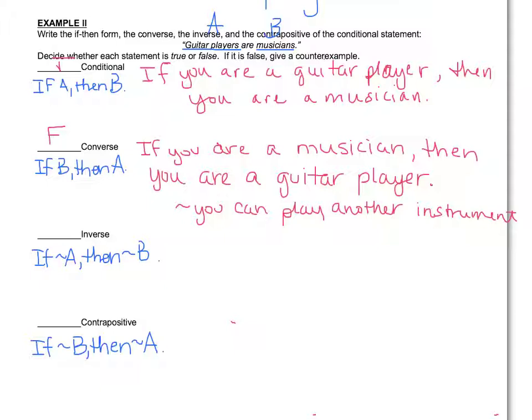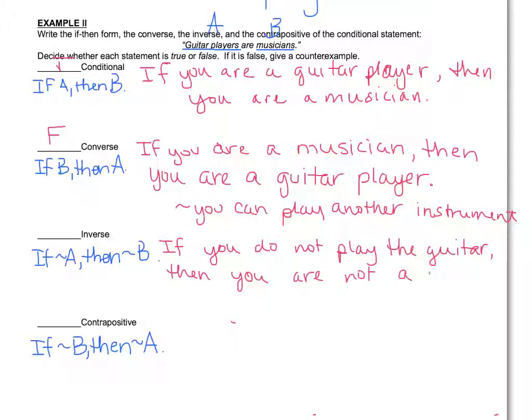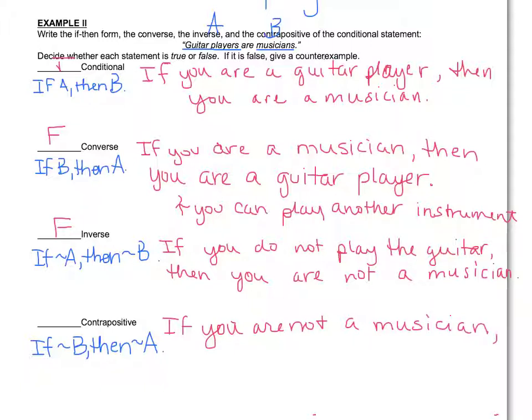The inverse is if not A, then not B. So if you do not play the guitar, then you are not a musician. Well, that's almost the same as the last one. Definitely false because, again, you could play another instrument or you could sing. Okay, so it's definitely a false one as well. Our contrapositive, if not B, so if you are not a musician, then you are not a guitar player.